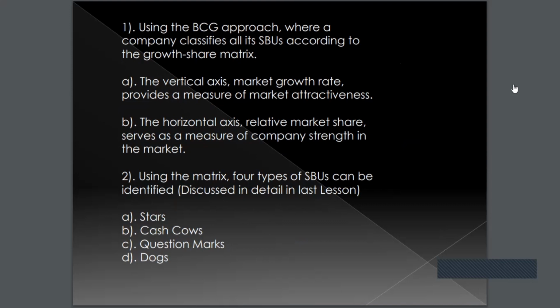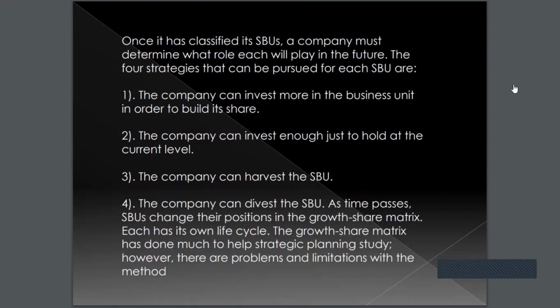The vertical axis, market growth rate, provides a measure of market attractiveness. The horizontal axis, relative market share, serves as a measure of company strength in the market. Using the matrix, four types of SBUs can be identified: stars, cash cows, question marks, and dogs.